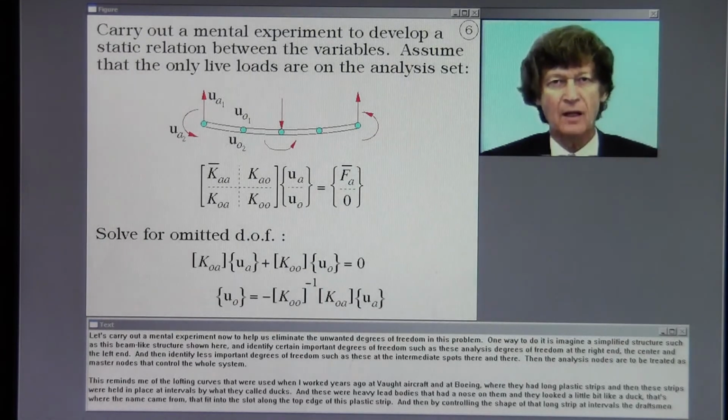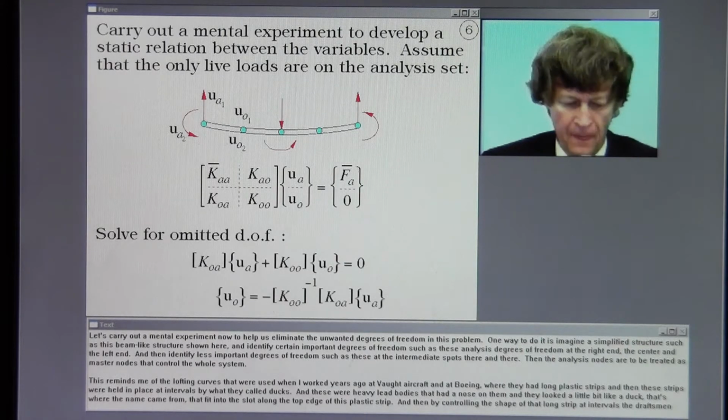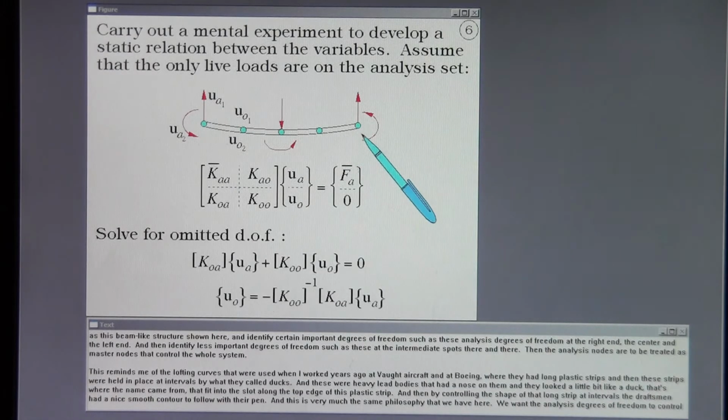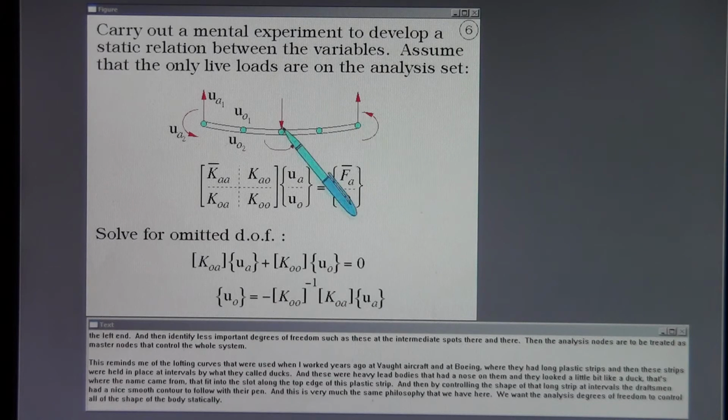Let's carry out a mental experiment now to help us eliminate the unwanted degrees of freedom in this problem. One way to do it is to imagine a simplified structure such as this beam-like structure shown here, and identify certain important degrees of freedom such as these analysis degrees of freedom at the right end, the center, and the left end. And then identify less important degrees of freedom, such as these at the intermediate spots there and there.